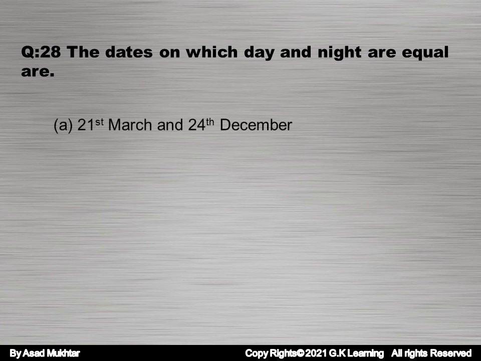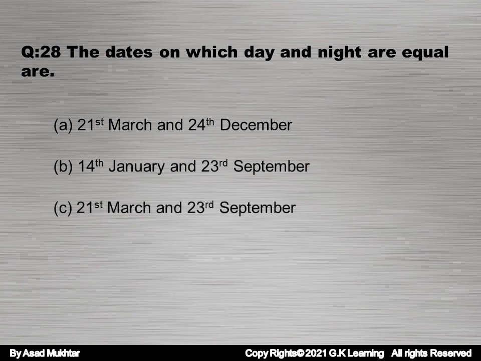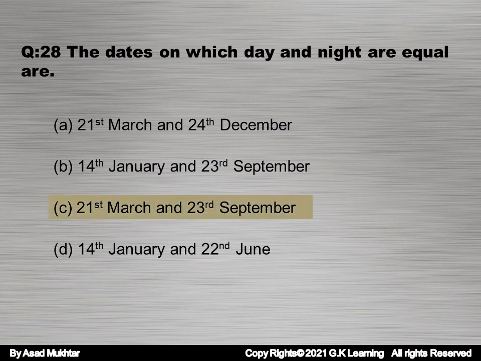The dates on which day and night are equal are 21st March and 24th December, 14th January and 23rd September, 21st March and 23rd September, 14th January and 22nd June. The answer is 21st March and 23rd September.